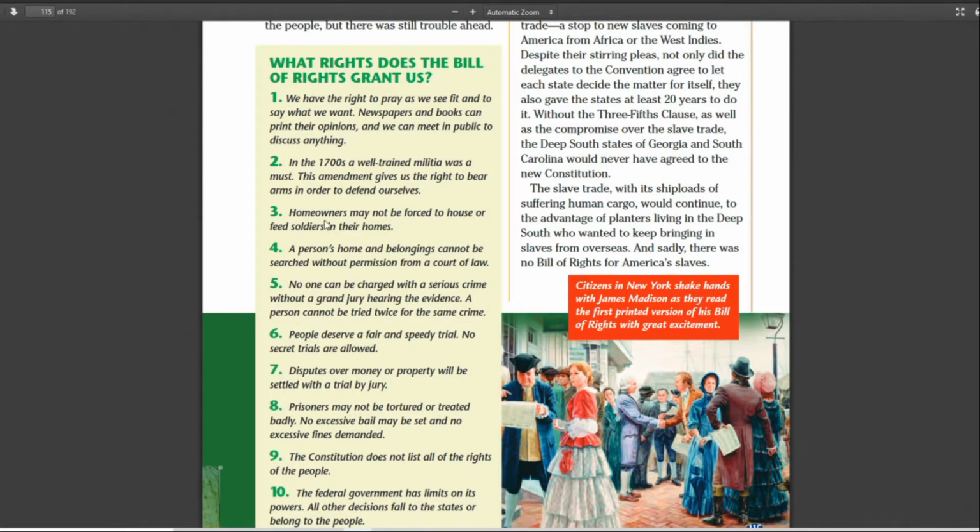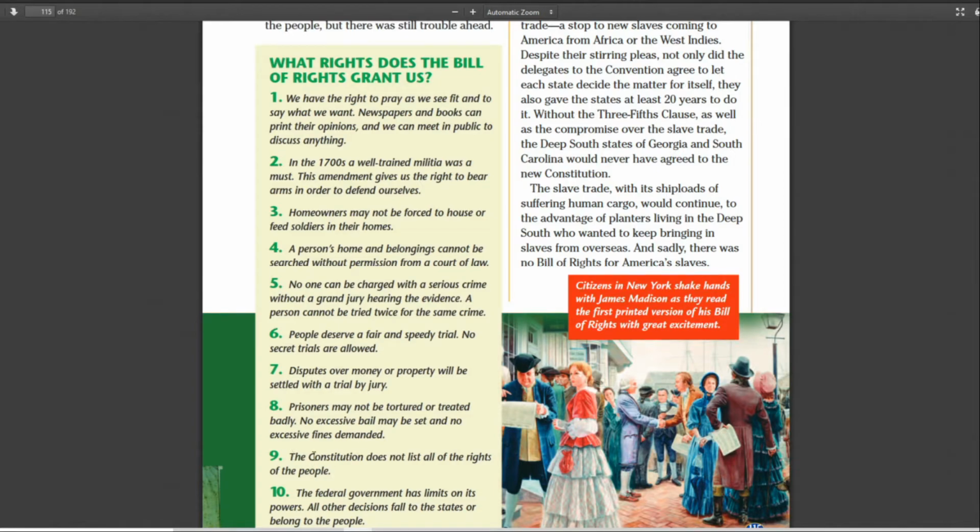And then, they were forced to house and feed soldiers around the Revolutionary time. They were searched in their houses. They were tried in Britain. They moved trials to Britain, so if you had to answer a charge, you couldn't bring witnesses. So all these things about a fair and speedy trial, you can't have a secret trial, you can't be tortured or treated badly. These are all things that we learned during the Revolution, that we can't let these things happen. This is something you get fearful of if your government turns against you. So these were things that were just spelled out.